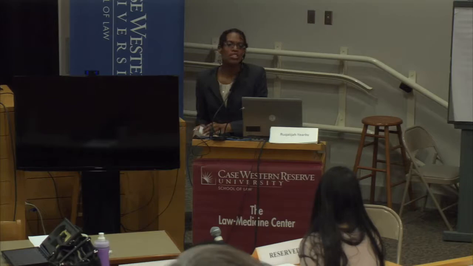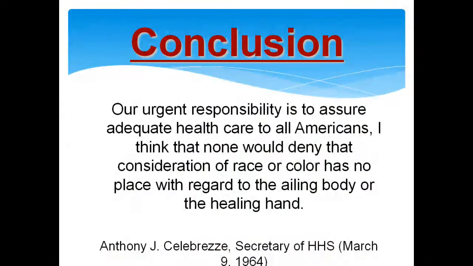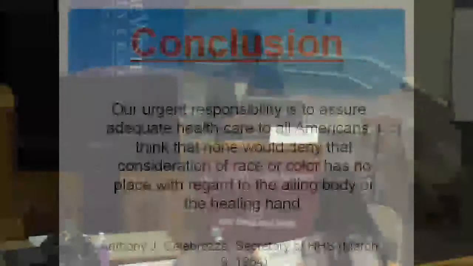So in conclusion, I just want to read this quote from the Secretary of HHS from 1964. Our urgent responsibility is to assure adequate health care to all Americans. I think that none would deny that consideration of race or color has no place with regard to the ailing body or the healing hand. 50 years later, we have not fulfilled this promise, nor have we fulfilled the promise of Title VI.